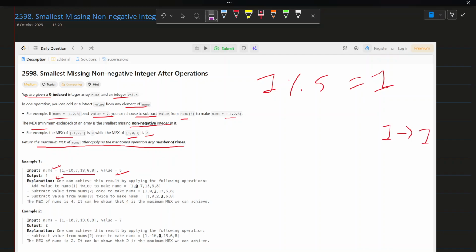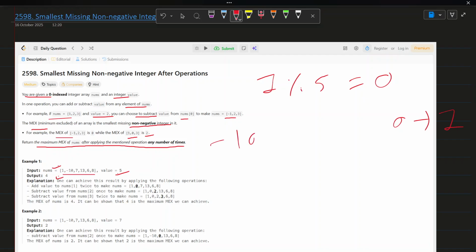So one modulo 5 means 1. Zero index is 1, so for remainder 0 the frequency is 1. Then again minus 10.